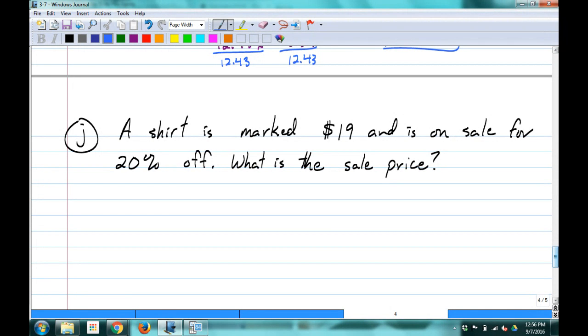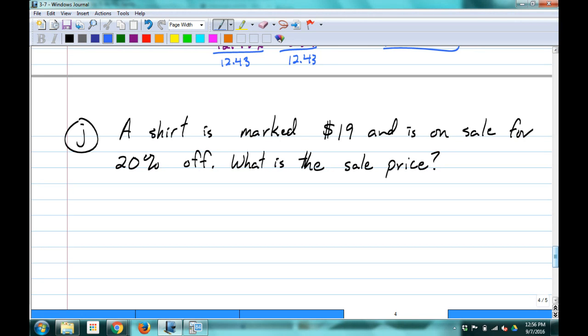What's the sale price? If I'm shopping, I don't whip out the calculator and think about this. I'm trying to just get an idea of it. We're going to find the exact amount. If I'm shopping, I look at that and I say 20% off. I think, what's 10% of 19? $1.90. Move the decimal one place.